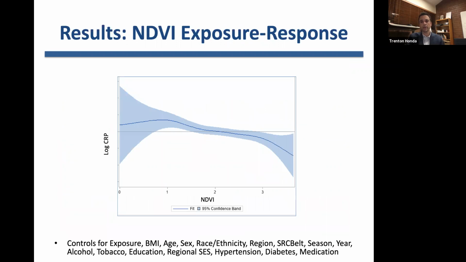And if we look at the dose response curve, we can see that there's really no suggestion of nonlinearity in the association between CRP and NDVI.